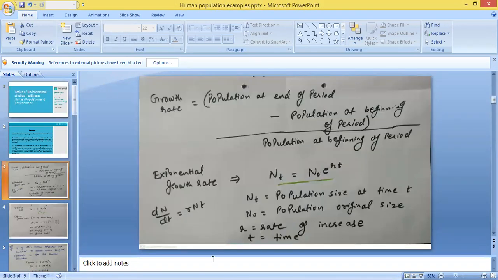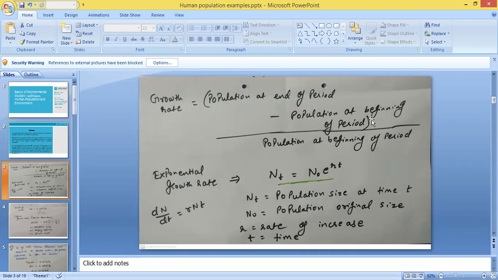Before solving the numericals, it is very important that you have a fair idea of the formulas that we are going to use. First of all, you need to recall this particular equation: the population at the end of the period minus the population at the beginning.